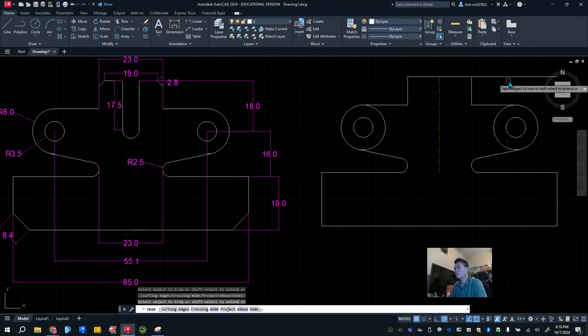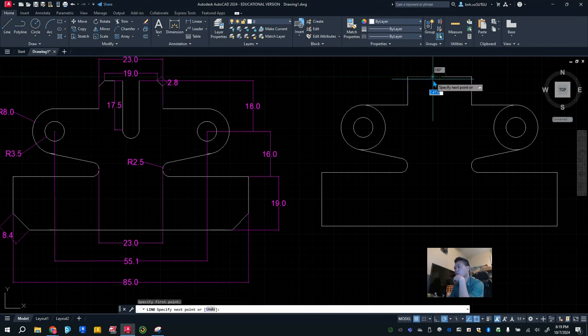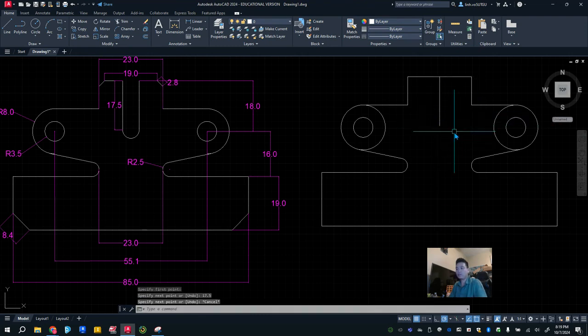Okay, we're almost done with this problem. What we're going to do next is get rid of this one as well now. We're going to try to draw this 17.5. That's going to go down here and give me the center of this circle. All right, so I'm going to go into my line here. I'm going to go down 17.5, enter, hit escape.